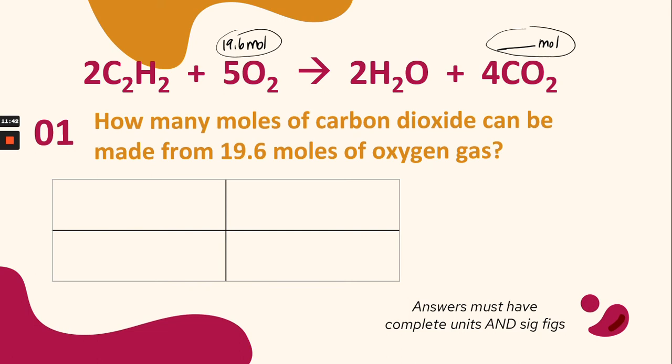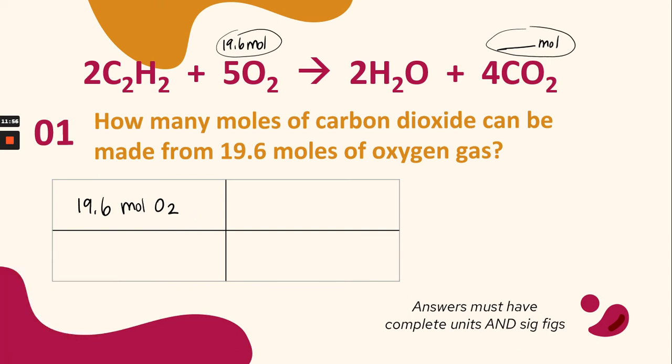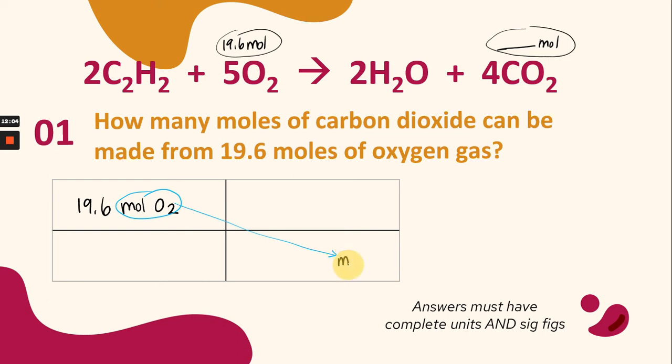We're going to follow the same steps we learned earlier in the year. So write down the given, 19.6 moles O2. Okay, that's step 1. Remember that step 2 is always to bring down the units. So these are my units. They have to come down. That's not optional. It's an absolute must. So just the words come down, moles of O2.